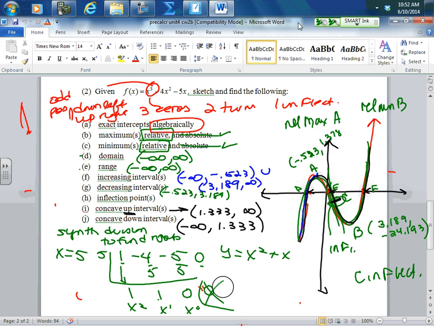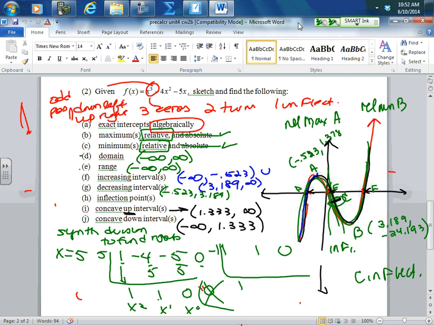But you know what? Let's synthetically divide that again. Let's take your 1, your 0, and divide it by another factor. What's another factor that you see in your table? -1. So I bring down my 1.